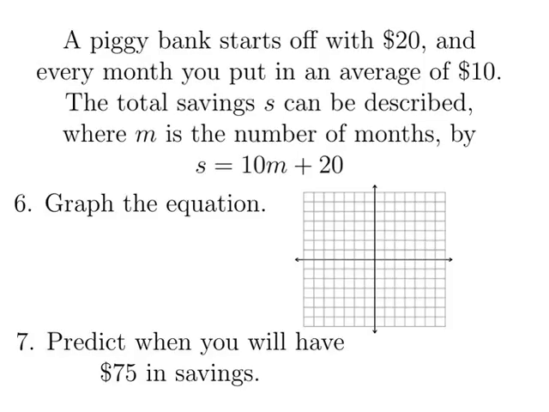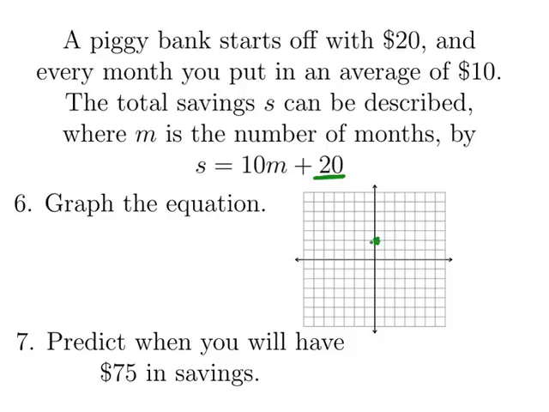A piggy bank starts off with $20, and every month you put in an average of $10. The total savings, S, can be described, where M is the number of months, by S equals 10M plus 20. We have to graph the equation to begin with. Now this is in slope-intercept form, so we can just look at the y-intercept as that extra term that doesn't have the M, and we know to start vertically at 20.